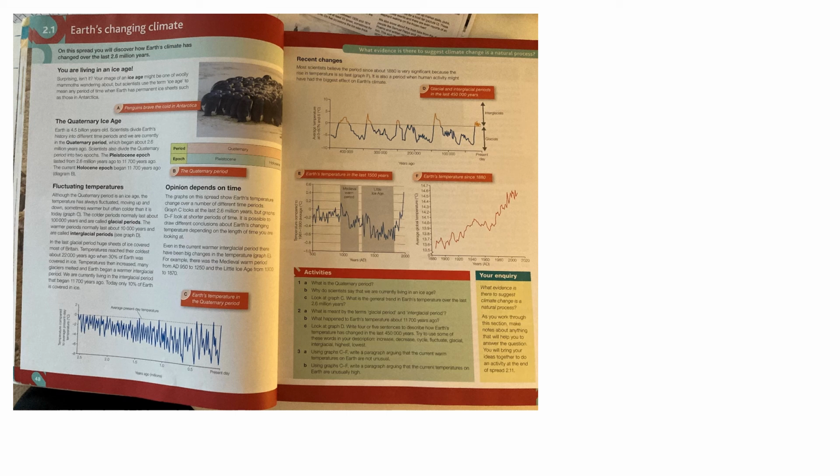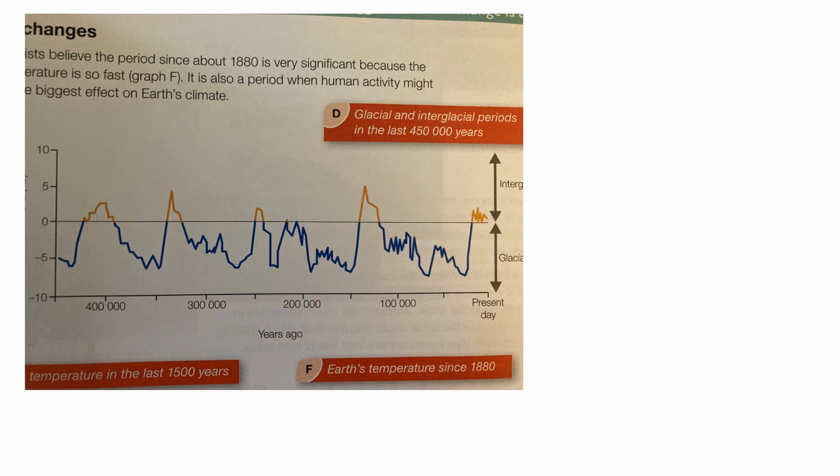So long-term climate change has happened over the last 2.6 million years. And the graph, figure D, up in the top right-hand corner of that page, shows how the temperature of Earth has fluctuated in the last 450,000 years. It shows that over the last 450,000 years, there have been 5 interglacial periods. They're the periods of time where the Earth was actually warmer than it is today, okay? So warmer than the average temperature.